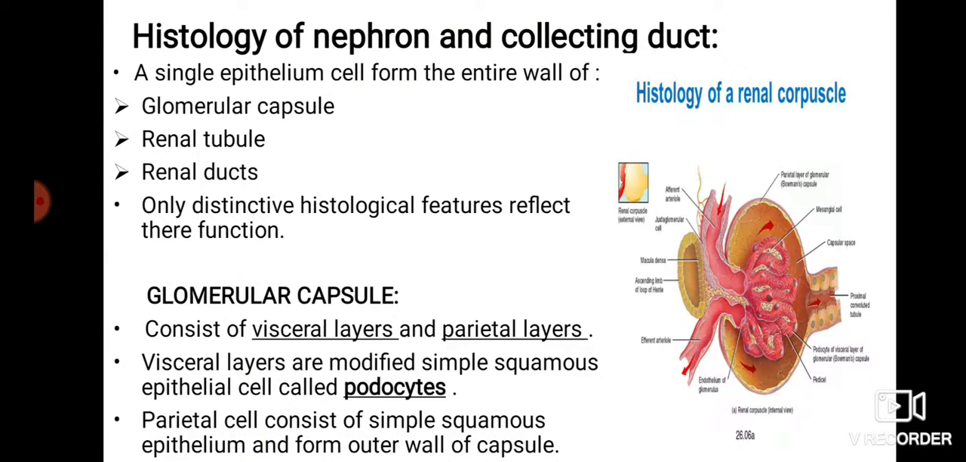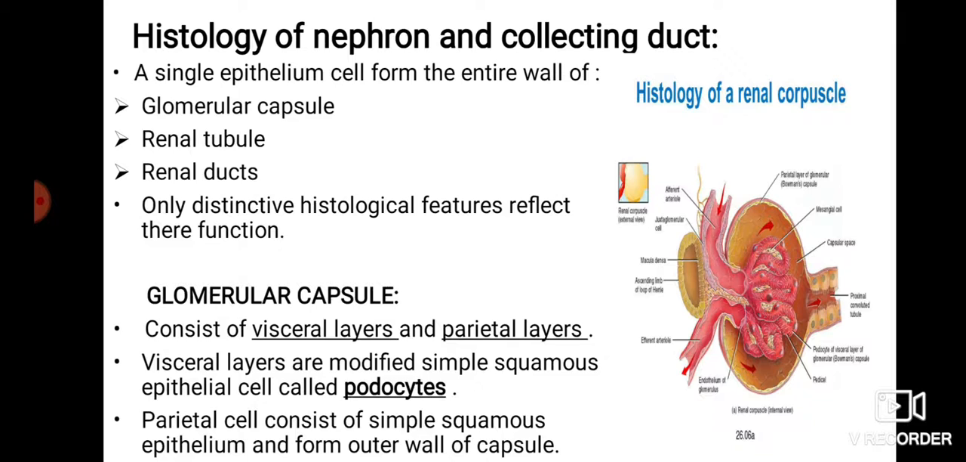Histology of nephron and collecting duct. Okay, now we discuss the histology of the nephron and collecting duct. First, we discuss the nephron histology. So, a single epithelium cell layer makes the whole glomerular capsule, renal tubule, and renal duct. Only the histological features differ their function.